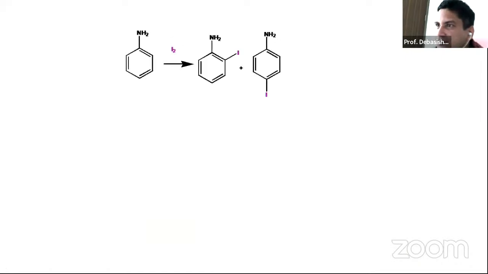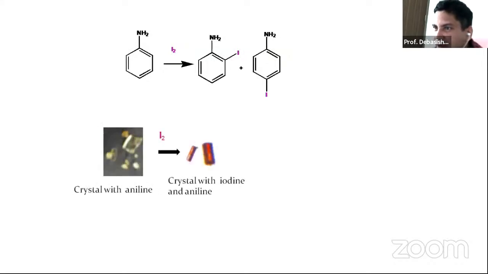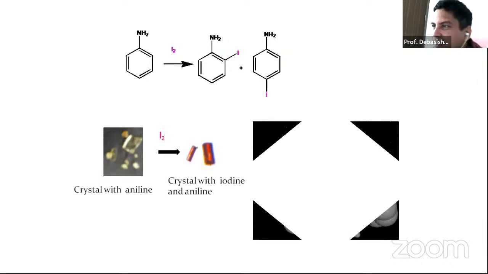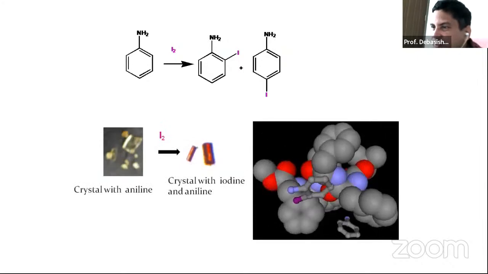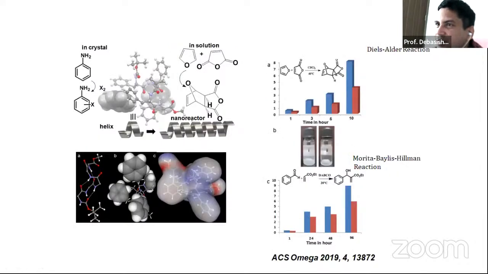And what about the selectivity? There may be ortho or para iodination possible. We got the results of that iodine after reaction, and we figured out that it is basically an ortho iodination technique. So iodine enters the ortho position selectively.